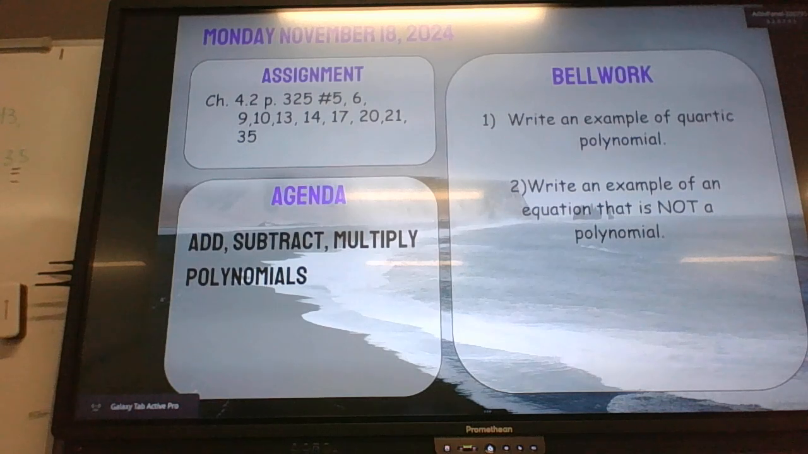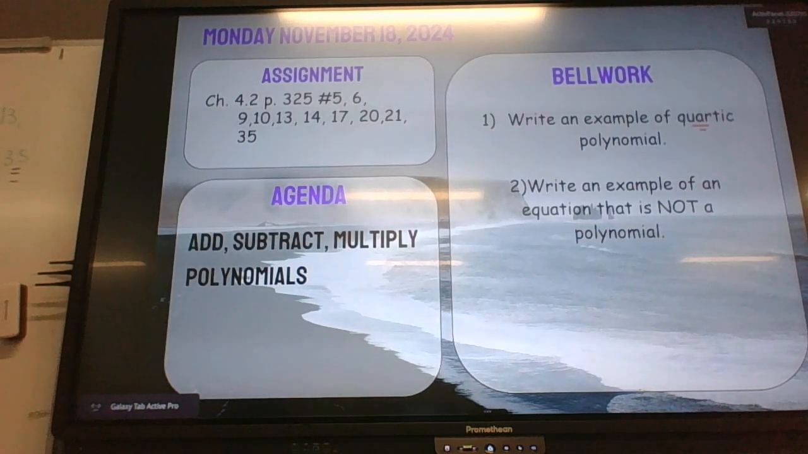On Friday, we talked about the definitions of polynomials. We talked about some important words to know, and that was about classifying polynomials. So, can anybody tell me the example you wrote down for number 1, a quartic polynomial? Anybody? Quartic polynomial. Does anybody know what quartic means?